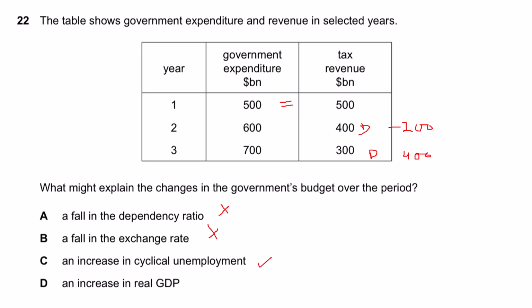An increase in real GDP. If the real GDP is increasing, then why would the government increase government expenditure? There is no need to do that. So here C would be the correct answer for this MCQ 22.